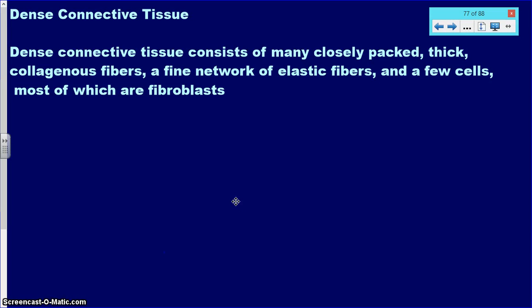Dense connective tissue consists of a lot of closely packed, thick collagenous fibers. That's why it's called dense connective tissue. There's not a lot of open space in there. It has a very fine network of elastic fibers, so it can stretch a little bit, and very few cells. Mostly it's composed of those fibers, and the cells that it does contain are fibroblasts, which are responsible for making or forming those fibers.